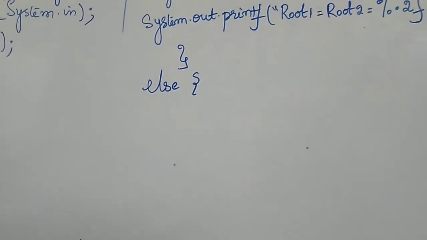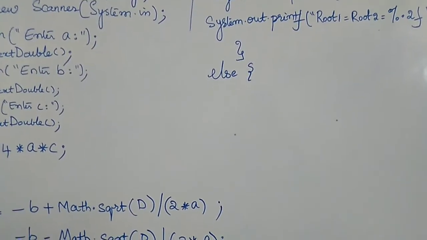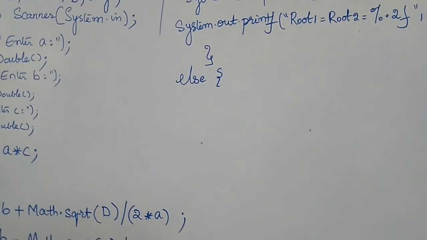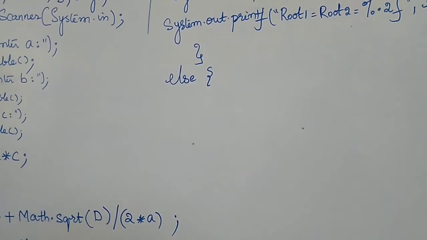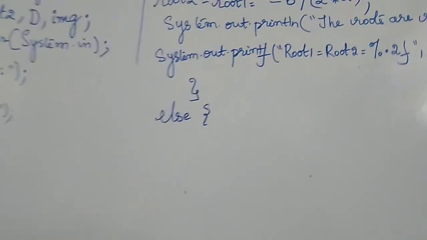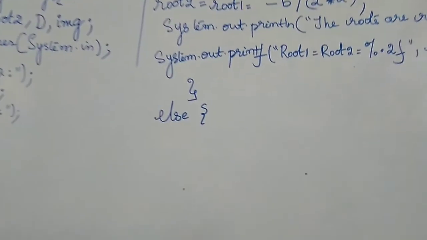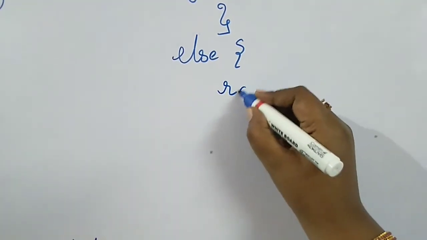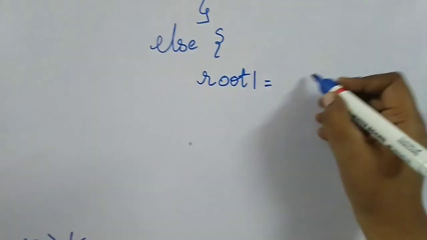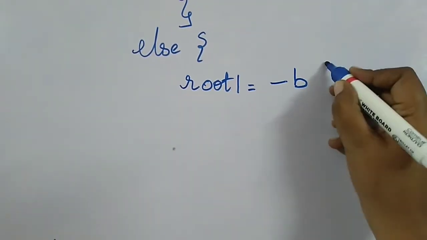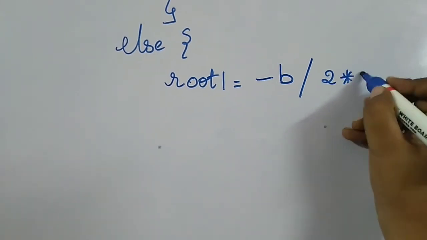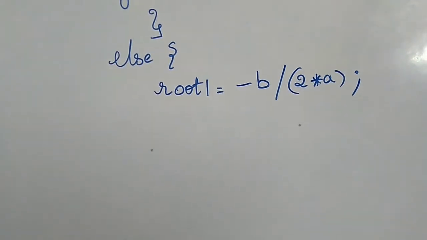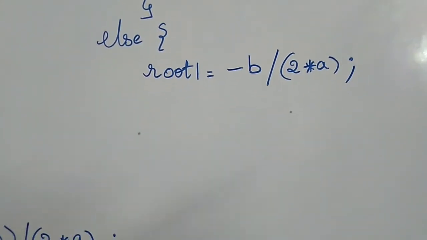When the value of d is less than 0, the roots are different and imaginary. They are not real, meaning that they are imaginary and they are different. So you will be having two roots, root 1 and root 2, and they are imaginary. To calculate that, root 1 is equal to minus b by 2 into a. So this is the real part.